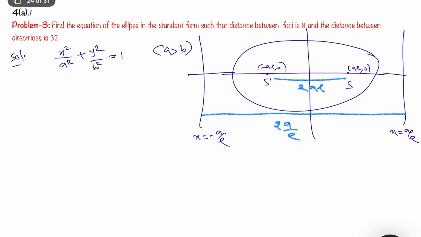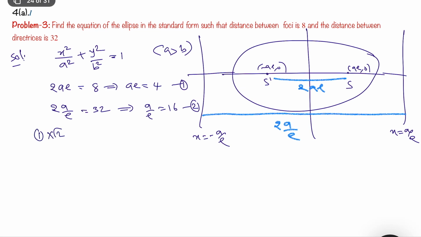Okay, what is given here? Distance between foci, that is 2ae equal to 8, that implies ae equal to 4. Let me call it 1. And distance between directrices equal to 32, that is 2a by e equal to 32. That implies a by e equal to 16. Let me call it 2. Now if I multiply 1 and 2, what you get? ae times a by e equal to 4 times 16. So a square equal to 64.